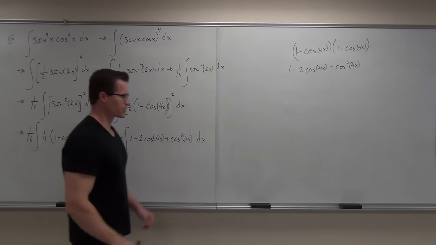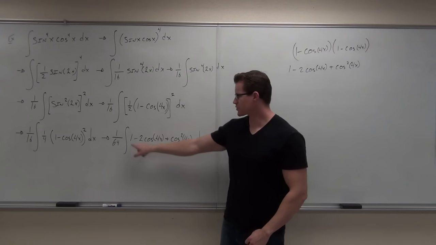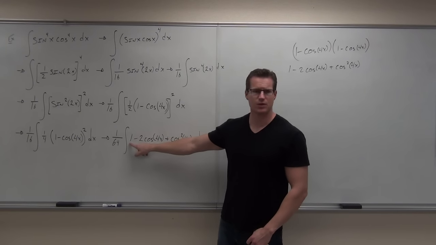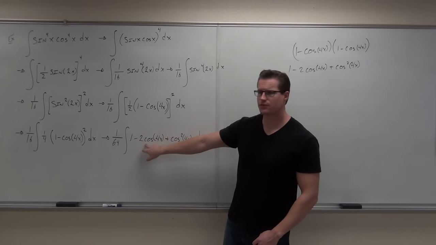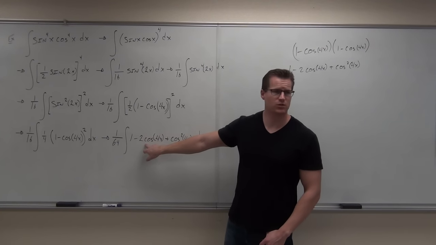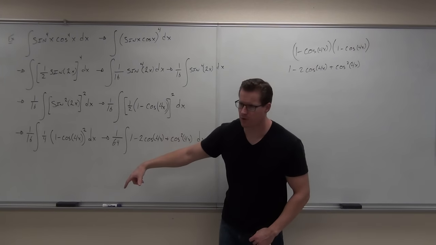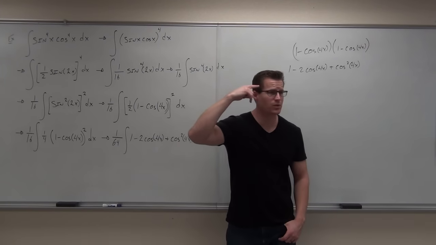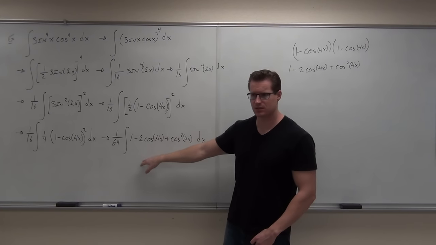Let's take a real close look at our integral and see what we've got going on. If I asked you to, could you do the integral of 1? Yes, no substitution, that's a piece of cake. Could you do the integral of cosine 4x? What's the integral of cosine? Sine. Now, you'd have a 4x, so that'd be over 4. You'd need a little substitution. I typically do those in my head. U-sub on that would be over 4. Does that make sense to you?